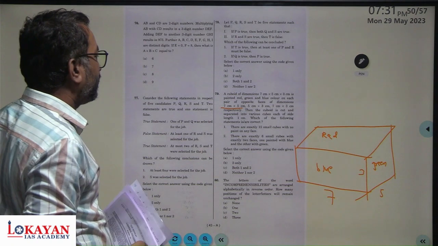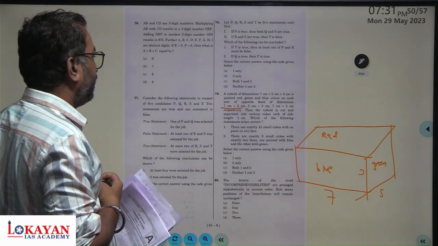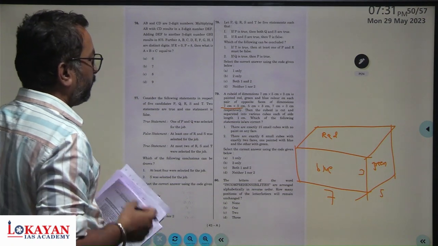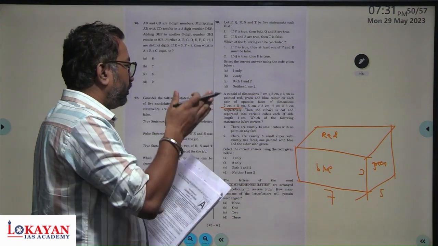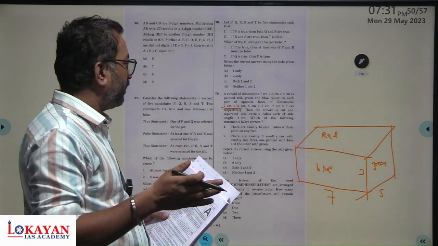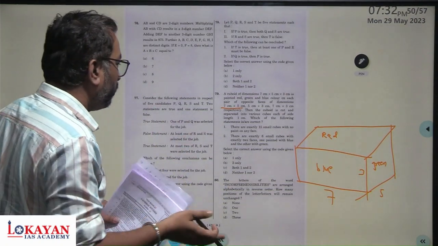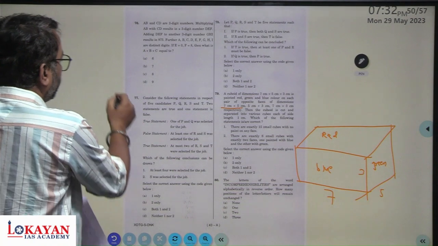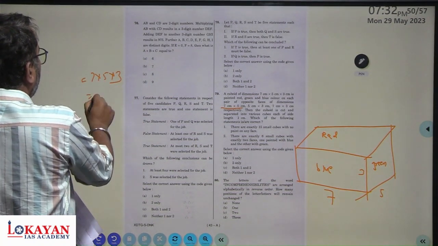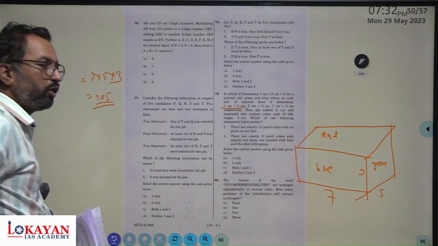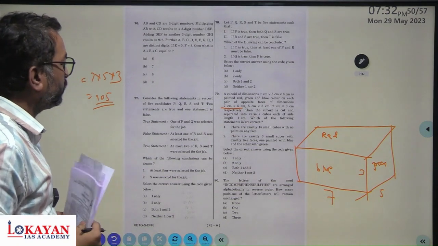Then the cuboid is cut and separated into various cubes, each of side length 1 centimeter. उसके टुकड़े किए 1 सेंटीमीटर डायमेंशन वाले क्यूब्स में, राइट? सो हाउ मेनी क्यूब्स विल बी देयर? इसका वॉल्यूम निकालो. 7 into 5 into 3, एक 105 number of cubes of dimension 1 centimeter will be there, right? So two statements are given.